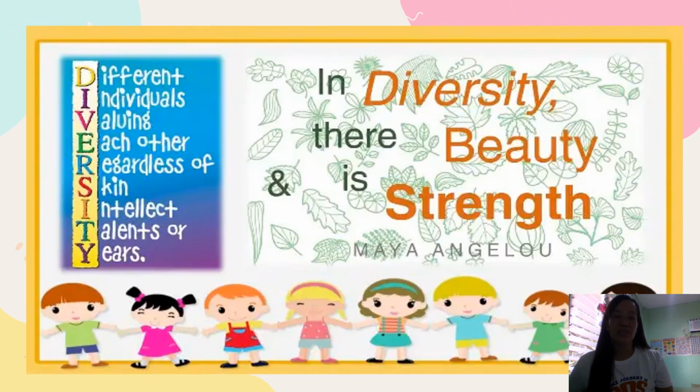Diversity, this stands for different. I for individuals, V for valuing, E for each other, R is regardless of, S is for skin, I is for intellect, T is for talents, Y is for years. So diversity means different individuals valuing each other regardless of skin, intellect, talents, or years. So in diversity, there is beauty and there is strength by Maya Angelou.